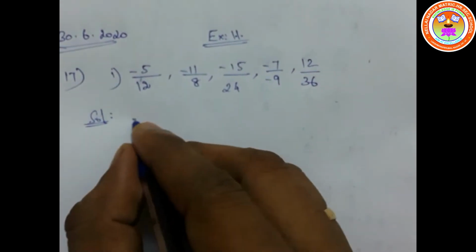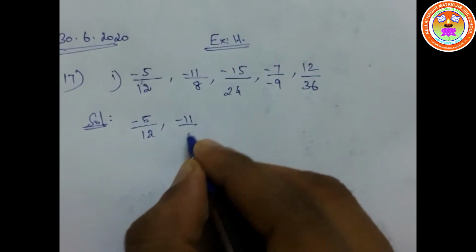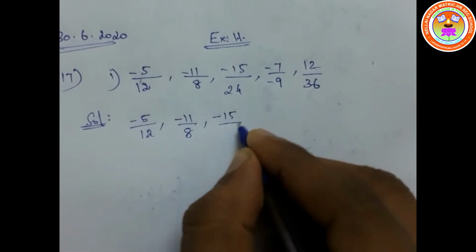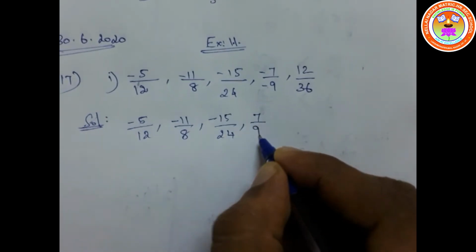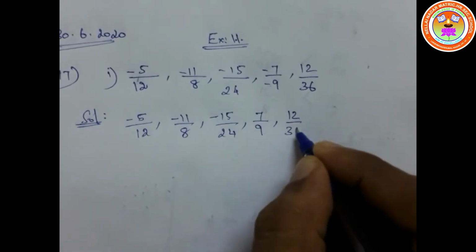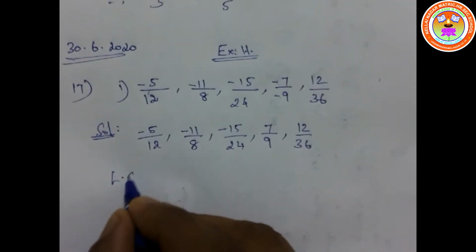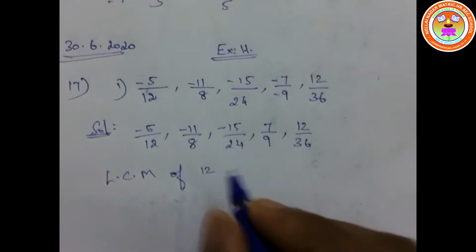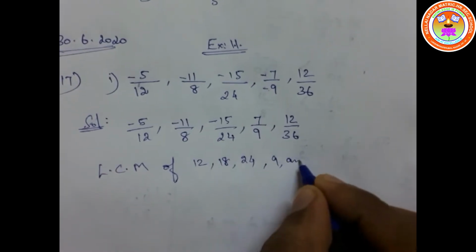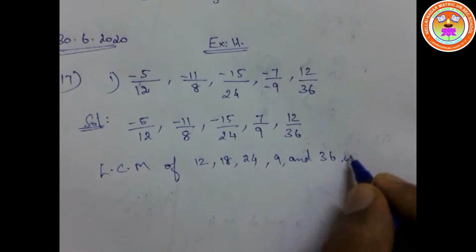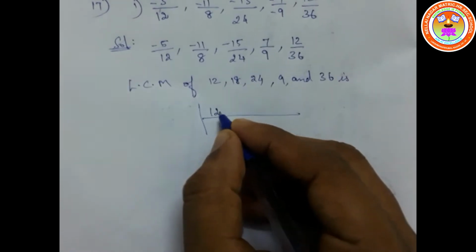First, you write the question. Minus 5 by 12, minus 11 by 8, minus 15 by 24. This one we have to write plus 7 by 9, plus 12 by 36. Why? Because minus minus will become positive. Then you find the LCM of 12, 18, 24, 9 and 36. This LCM also carries marks, so put it here itself.